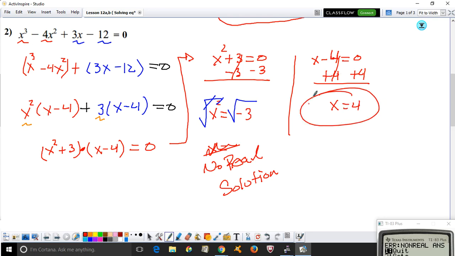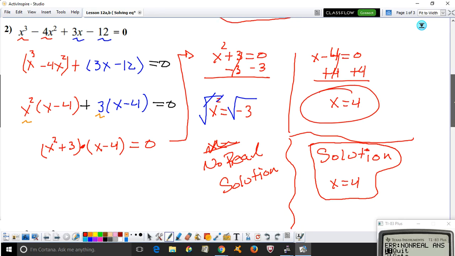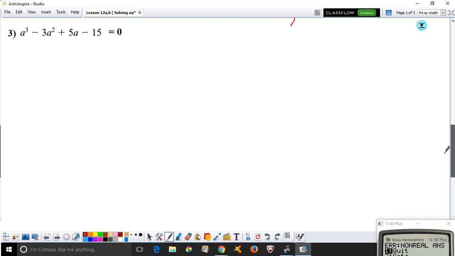So, okay. As a conclusion here, what is my only solution? We just have one solution. And our only solution is when x equals 4. That's all. Because in our first equation, we had to take the square root of a negative number. We don't need that. No real solution. So the only solution that is left is x equals 4. Okay. Let's look at one last example here.